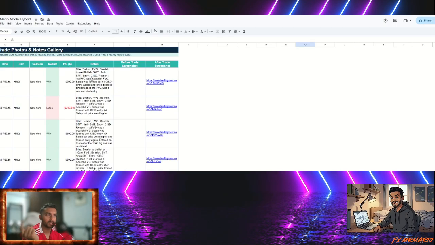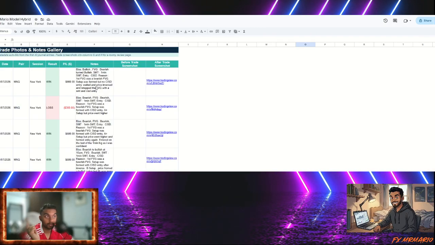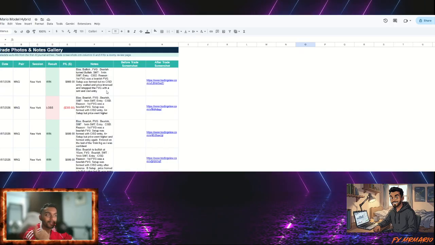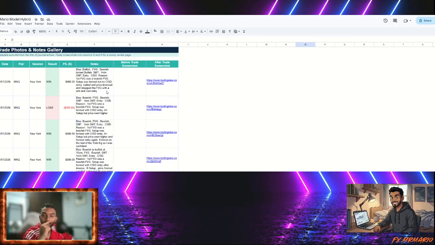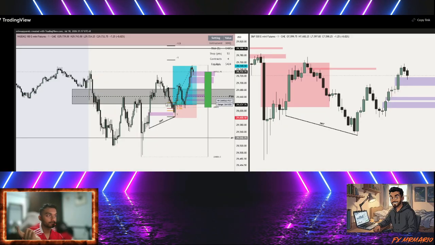Entry was with a CISD. The reason was the first fair value gap was a bearish fair value gap. Setup was formed, but no CISD entry. Waited for price to inverse and retap the fair value gap with an SMT and a CISD entry. Now, let's take a look at this trade.